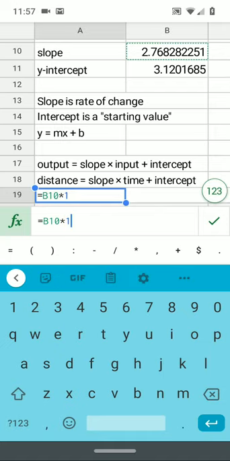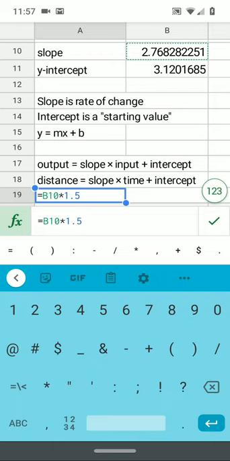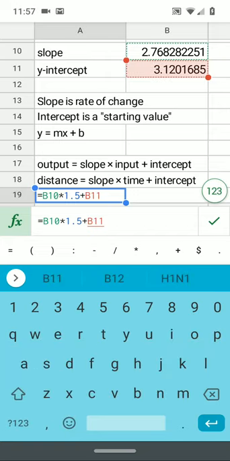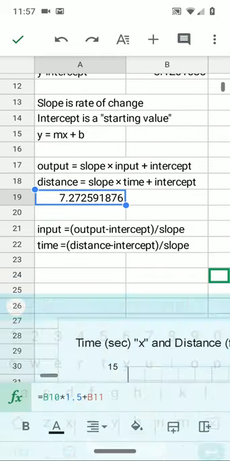The input, well, that I said I want to know how far I've gone after 1.5 seconds. And don't forget, I now have to add the y-intercept value. And again, I can just tap in B11. And the colors match, and that reminds me of what I'm doing. And I press the check sign. And I should get out something around 7.5, and I do.